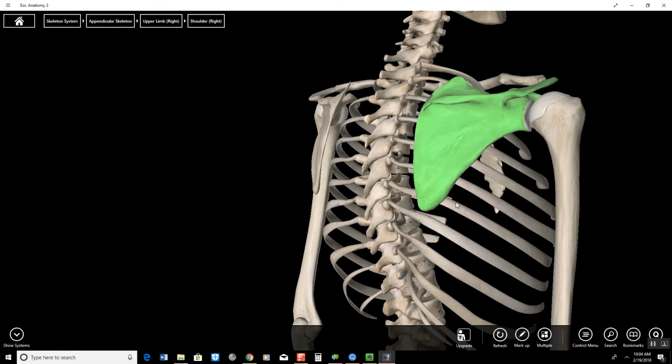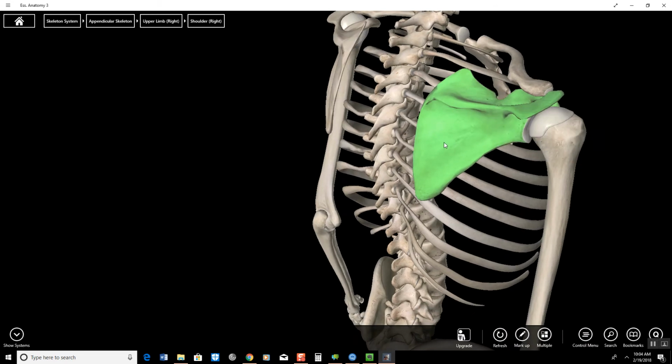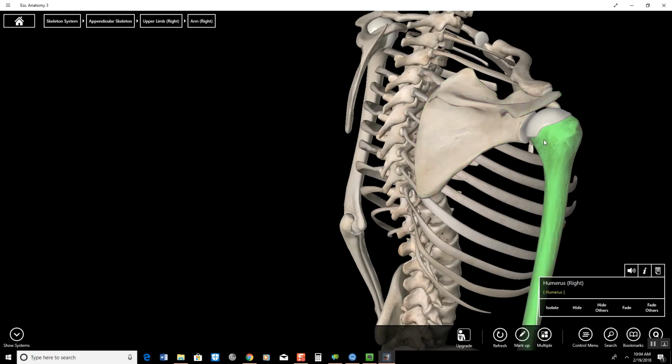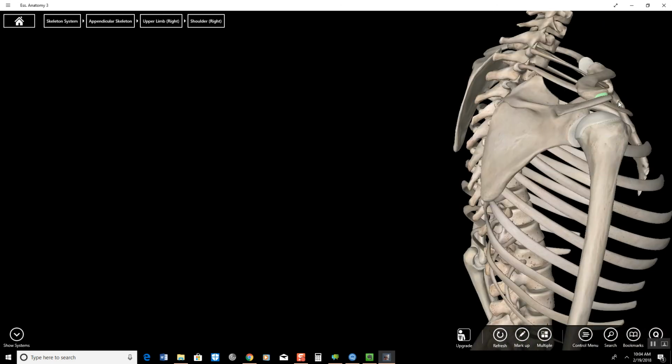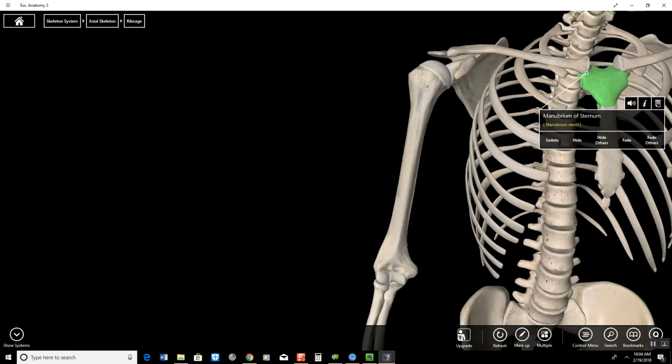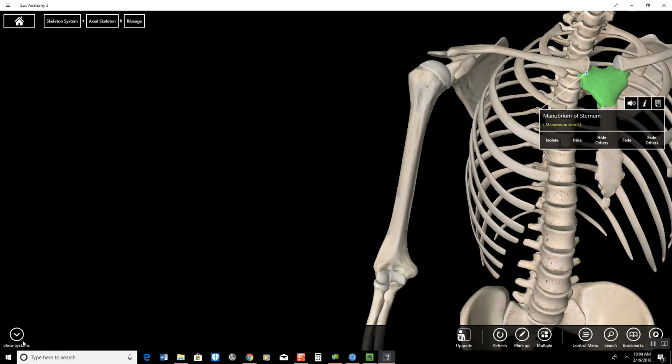So there's four joints. The first is where the scapula moves on the ribs. The second one is the ball and socket. The third one is the AC joint. And the fourth one is where the clavicle meets the sternum. So those are the joints. Let's look at the muscles.